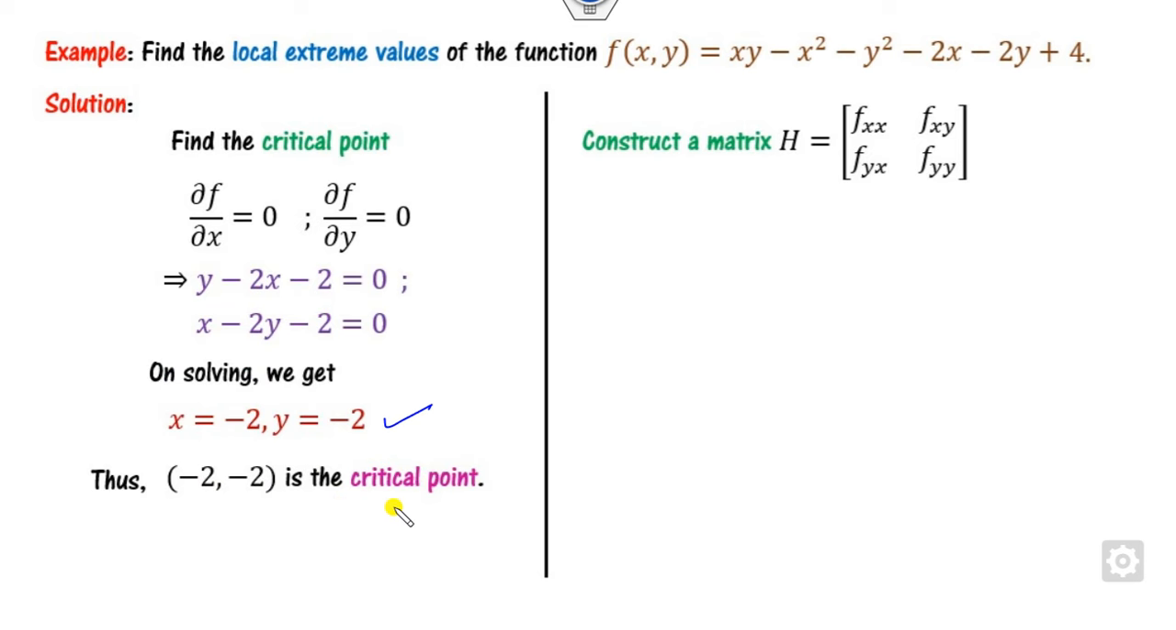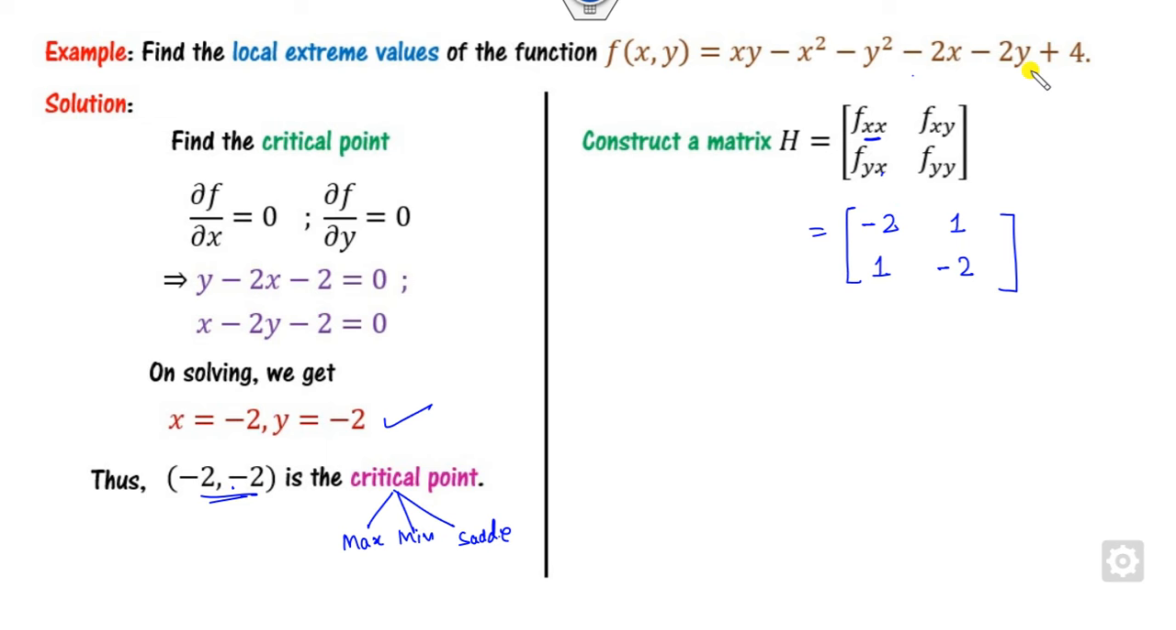Now you have to check whether this critical point is a maximum, a minimum, or a saddle point. How can you do that? We construct the matrix of second derivatives. The second derivative with respect to x is minus 2, the mixed derivative with respect to x and y is 1, this is again 1, and this is minus 2. Since these are constant values there is no substitution needed, but if, for example, there were an x, then we would have to substitute the critical point here. We will see that in the next example.